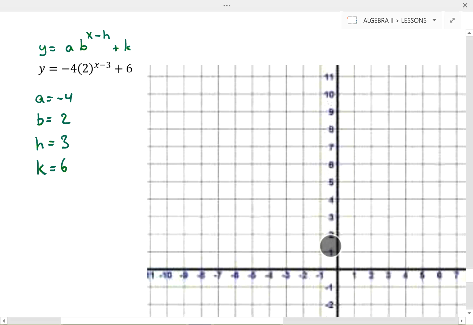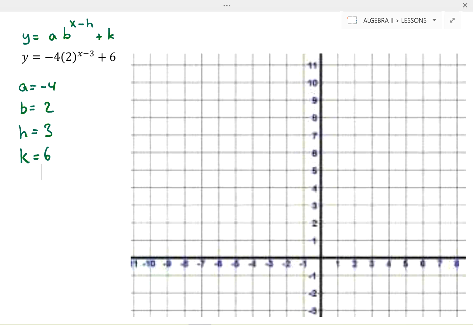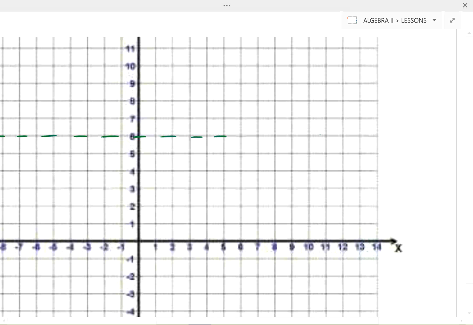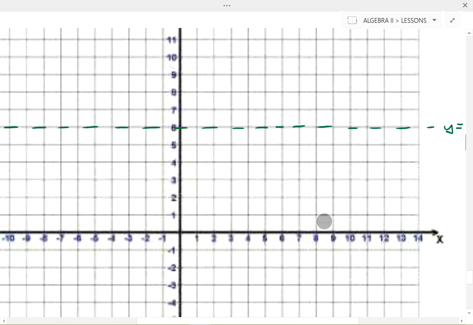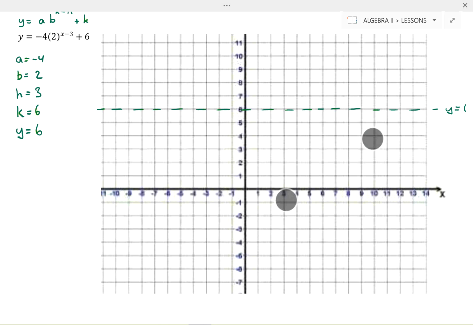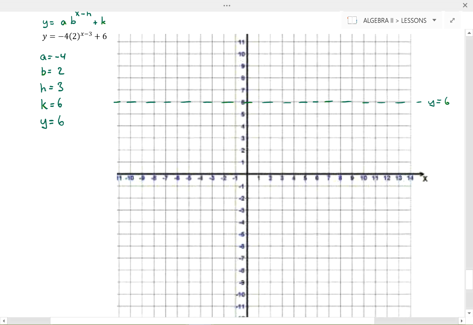Now, just like in the example we saw, we're going to start from our new leveling off point, our new horizontal asymptote. We saw that our horizontal asymptote is the line y equals k. So for us, that's y equals 6. So at y equals 6, I'm going to draw a horizontal line. That's going to be my leveling off point.